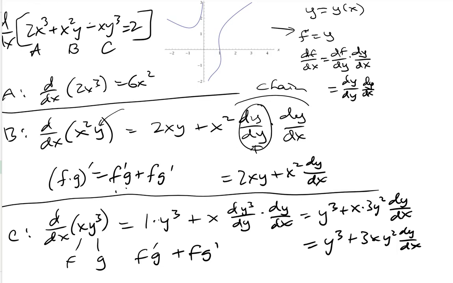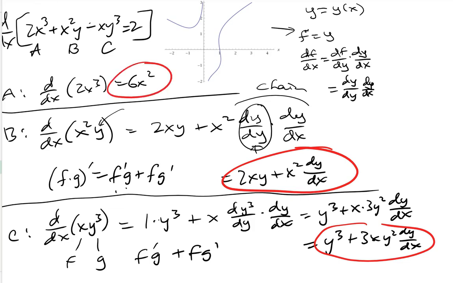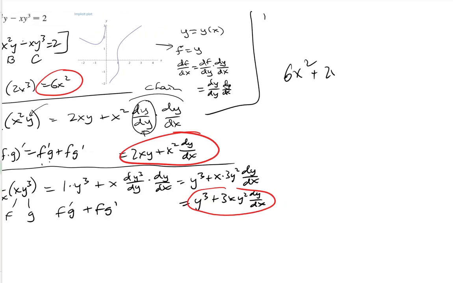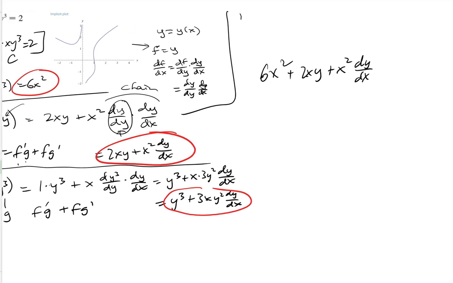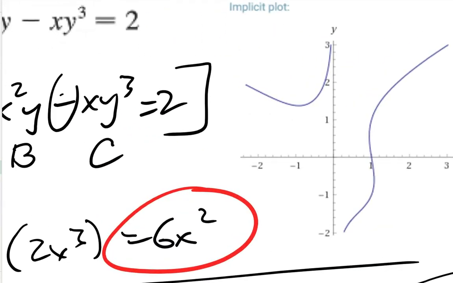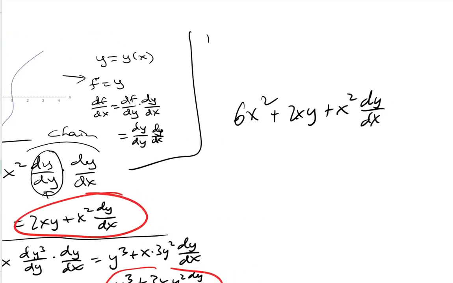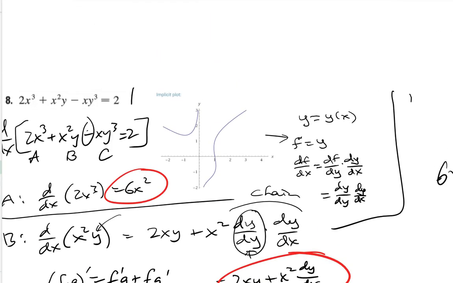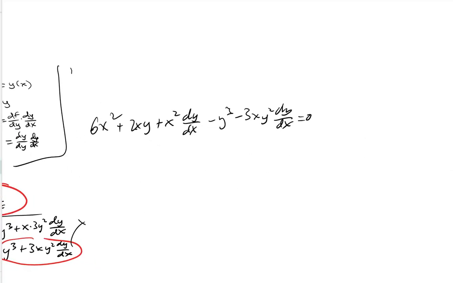Now, let me put all this together. I'm going to put this and this and all of this together. So let's do that. So we get 6x squared plus 2xy plus x squared dy dx, plus, there was a minus in the original, right? So minus, and it's all this up here, minus y cubed minus 3xy squared dy dx equals 0. The reason it's 0 is because the derivative of 2 with respect to x is 0. It's just a constant.